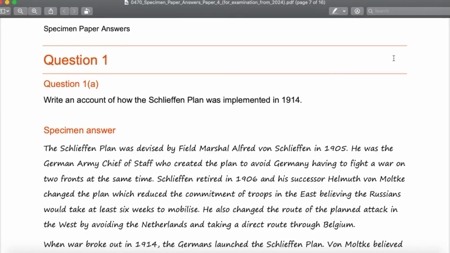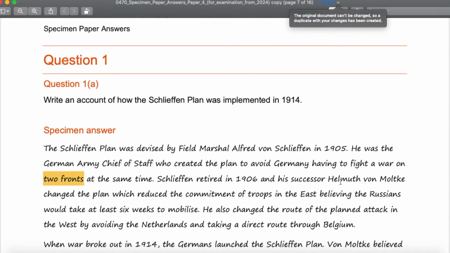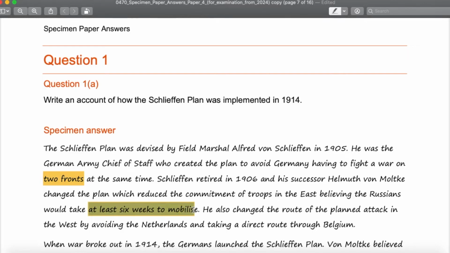So selecting the highlighter now, I'm going to read the essay and just highlight some things that are pertinent to fulfilling the assessment objectives, that AO1. So we see the two-front war to be avoided, thinking Russia would take 6 weeks to mobilize, and Germany attacking neutral Belgium. These are all nice pieces of knowledge that were deployed effectively in that first paragraph.